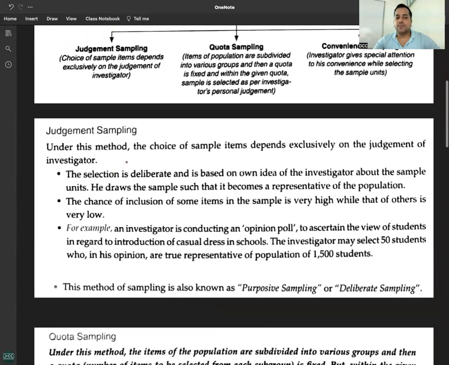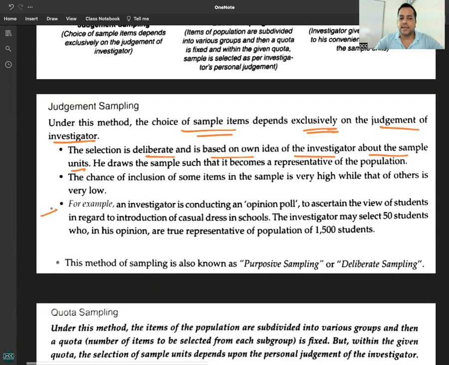Judgment sampling means that, under this method, the choice of sample items depends exclusively on the judgment of the investigator. The selection is deliberate and is based on the investigator's own idea about the sample units. Just read one line. Non-random judgment: in judgment sampling, the selection of the sample depends on the judgment of the investigator. That's it.